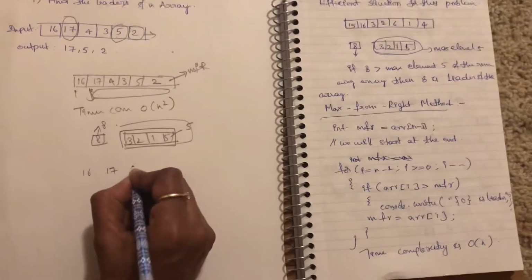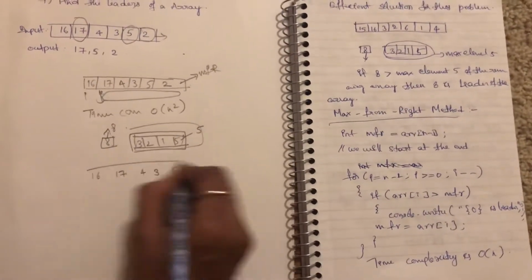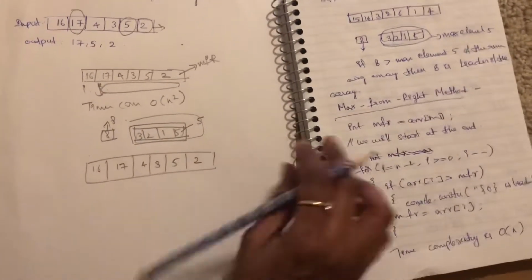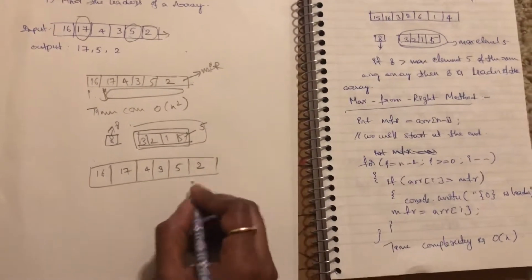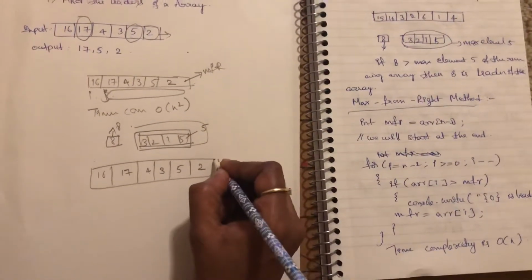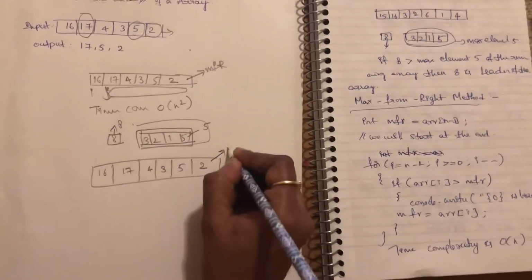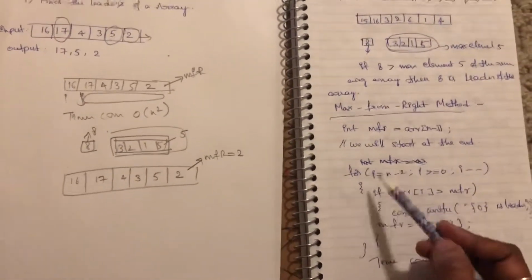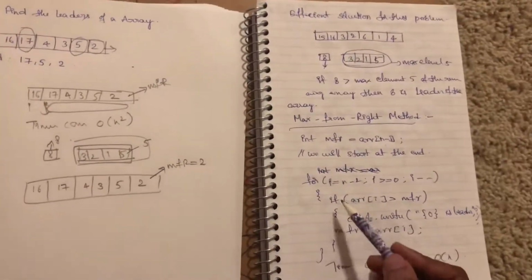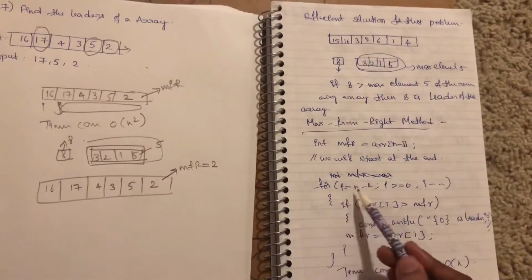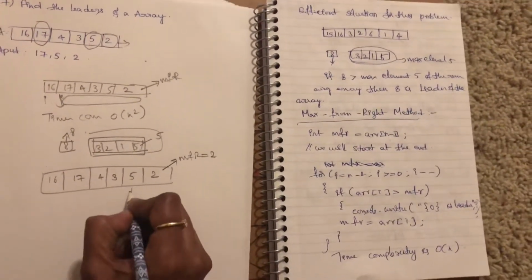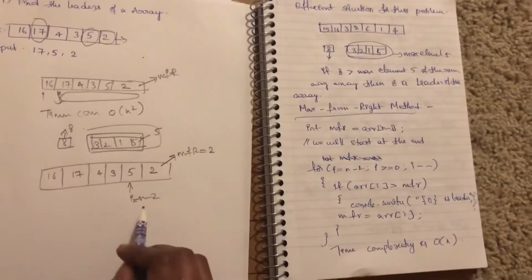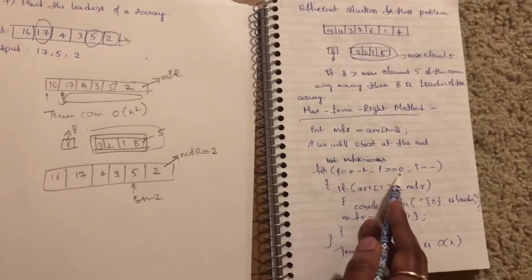Here is the code, and we'll try to implement this. For example, by taking this array, we take the variable mfr, which is the maximum from right, the array of n minus 1, which is 2. So mfr is equal to 2. Then we begin the for loop, where i starts from n minus 2. Then we check if i is greater than or equal to 0.